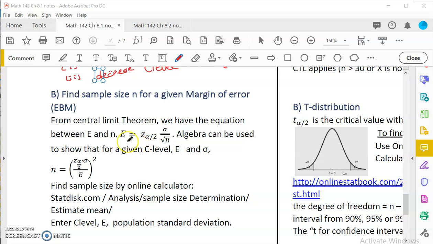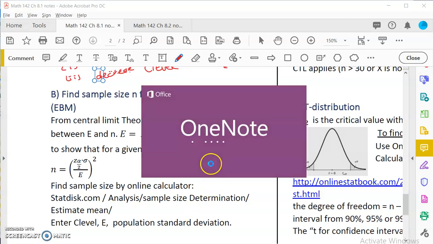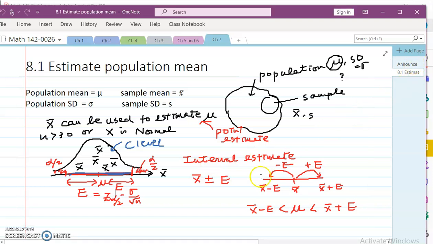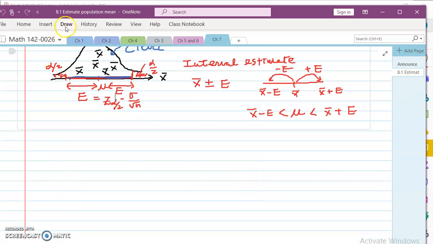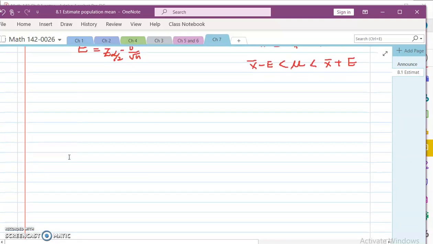So we would use the formula that we learned from the central limit theorem to figure out how big the sample size is supposed to be, because sample size and margin of error are related by this formula. So let's use some blank space at the bottom here to do some work.